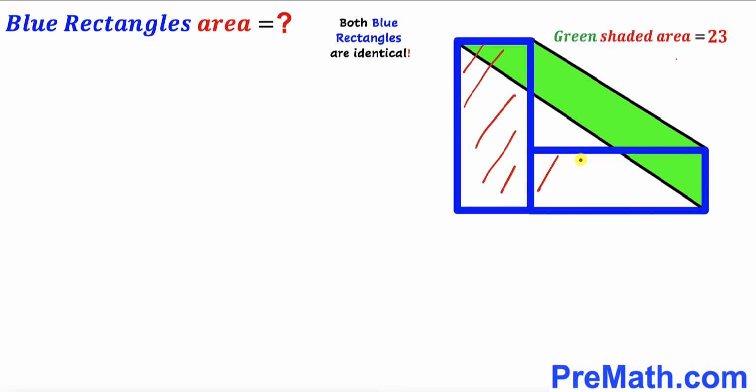This is the first one and this is the second blue rectangle, put together as you can see in this given diagram, along with these two line segments. As a result, we end up with this green shaded quadrilateral. Moreover, the area of this green shaded region has been given to us as 23 square units. Once again, bear in mind that both of these blue rectangles are identical. Now our task is to calculate the area of both of these blue rectangles.